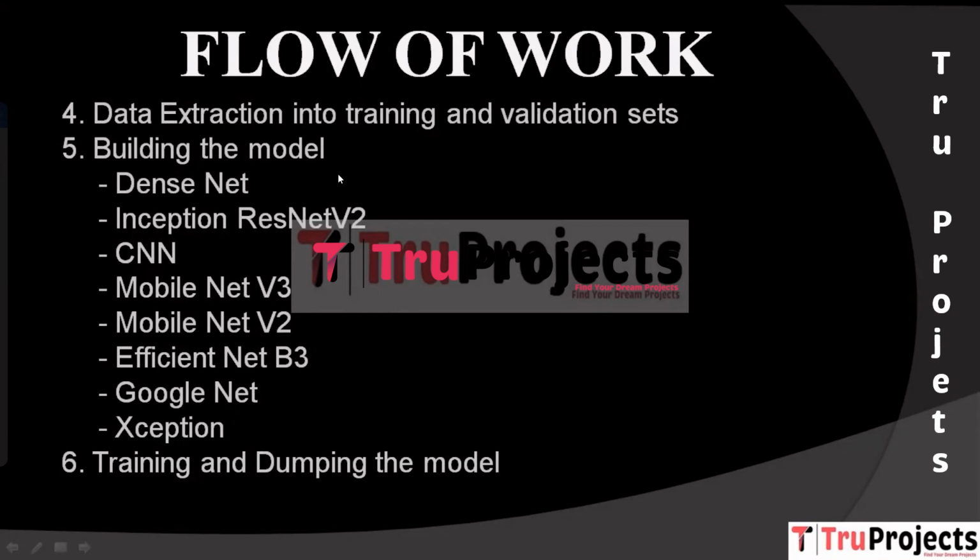Multiple deep learning models are constructed to tackle the glaucoma detection task. These models include DenseNet, Inception ResNet v2, CNN, MobileNet v3, MobileNet v2, EfficientNet v3, GoogleNet, and Xception. Each model architecture brings its unique characteristics to the task. Then we have training and dumping the model. The models are trained using the training dataset, and the trained models are saved or dumped for future use. Training involves optimizing the model's parameters based on the training data to improve its performance.